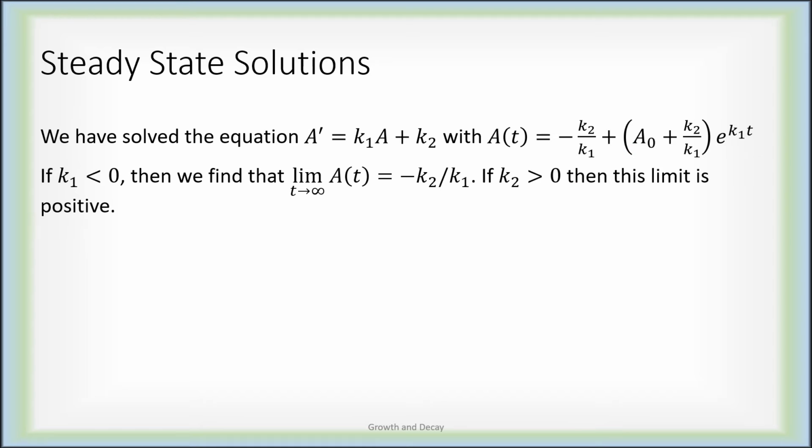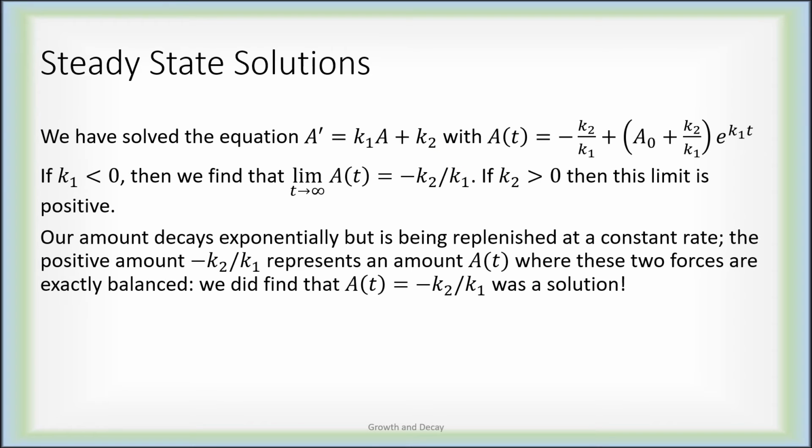But remember, k1 was assumed to be negative. So if k2 is positive, I now have negative, positive, negative. Overall, that's a positive limit. Suppose, for example, you have an amount of substance decaying exponentially, but being replenished at a positive constant rate. So k1 is negative and k2 is positive.